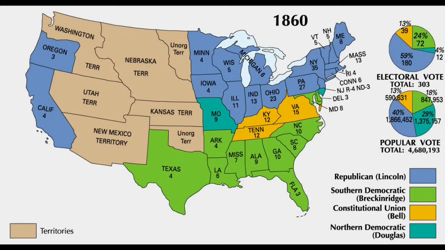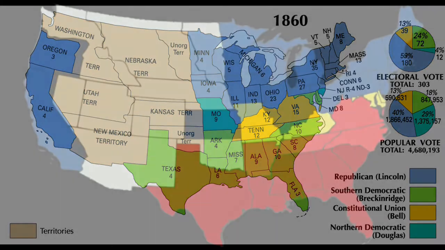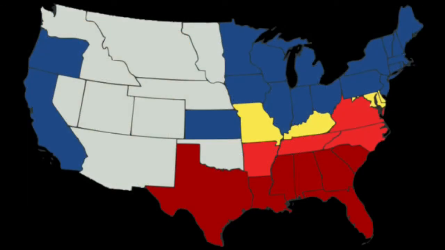When Lincoln won, Southerners were outraged that he won without Southern votes. Southern states began to secede, starting with South Carolina. The Confederates were eventually formed, and Jefferson Davis was the president.